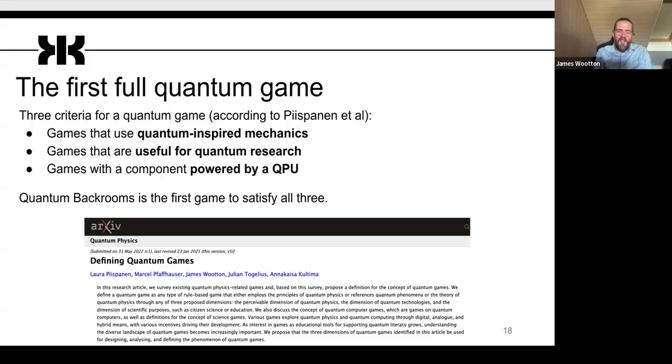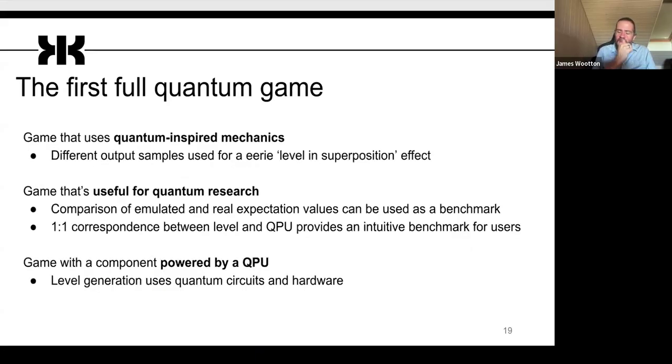Because we are using the samples to make this shifting environment, it's got a quantum inspired game mechanic. Because the level generation runs on a QPU, it's powered by a QPU. But also you can compare the expectation values you get out of the QPU to the ones that you expected from the emulation to get a sense of how much noise is affecting things. I actually realized I wrote these things on the next slide, so I should go there.